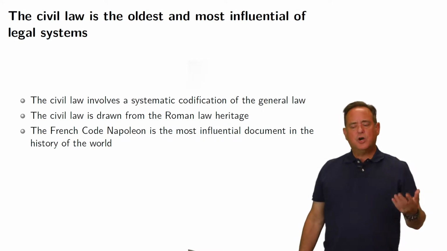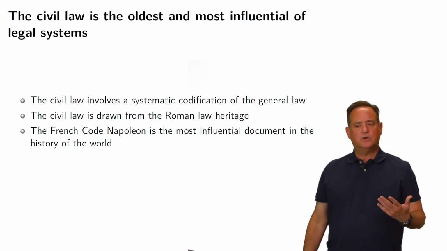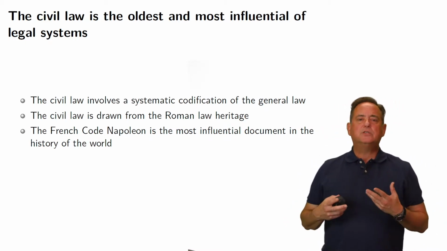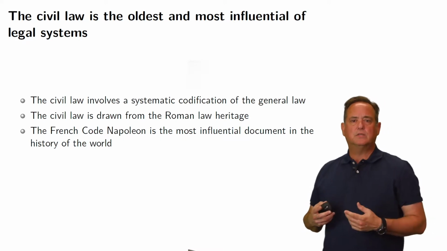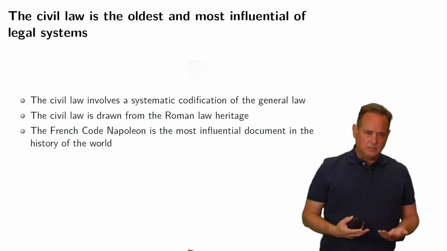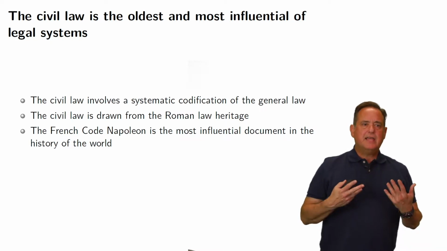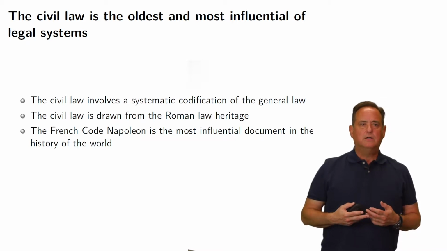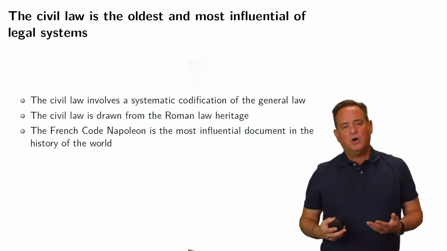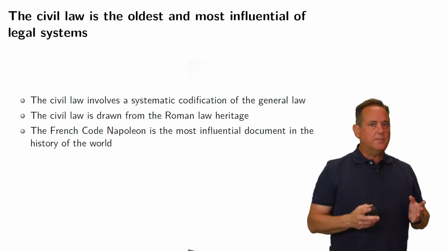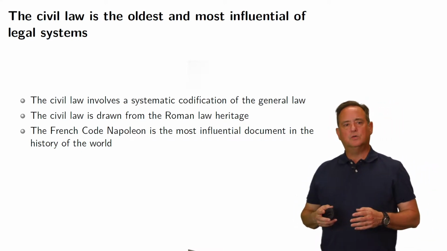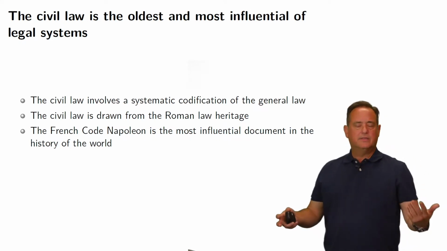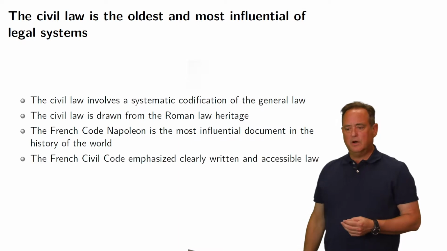Now, the French Code Napoleon, the French Civil Code, many scholars regard that as the most influential document in the history of the world. Certainly the most influential legal document, because most of the world's legal systems are based on the civil law, and most civil law is drawn, at least in part, from this early French Civil Code. And so we'll talk about the French Civil Code and its effect on the development of civil law.